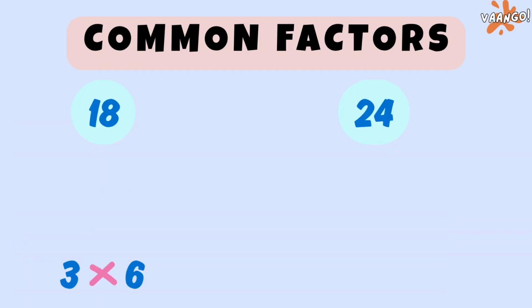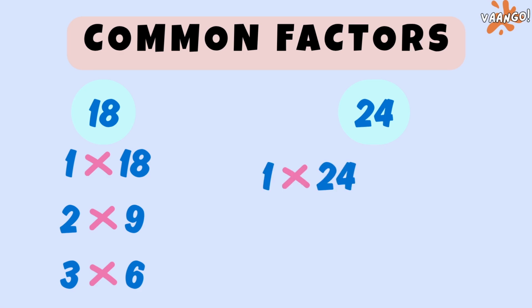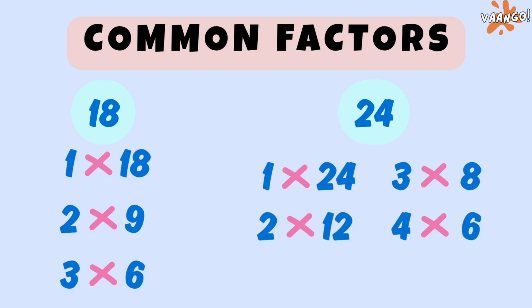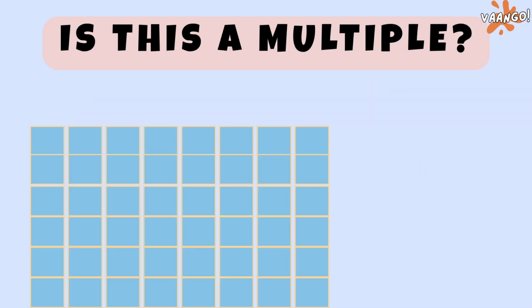For 18, we have 1, 2, 3, 6, 9, and 18. For 24, there is 1, 2, 3, 4, 6, 8, 12, and 24. Now let's circle the common numbers between them. 1, 2, 3, and 6. These are common factors. Now let's check if a number is a multiple of another number.